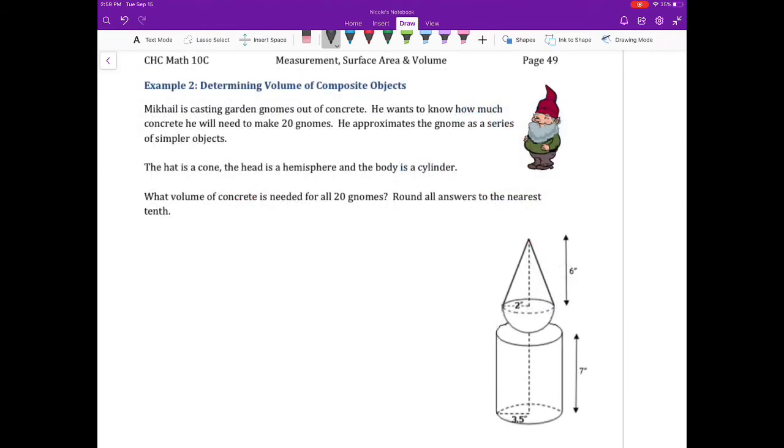For Math 10C, page 49, example 2, when I'm doing the volume of composite objects, I don't have the same worries as surface area because it's not like there's a side that I'm not painting. Instead, I'm making these gnomes out of concrete. So in terms of filling, it doesn't matter which side is covered up by another shape. So simply, I am going to take this cone, this half of a sphere, so I'll have a calculation to do where I need to divide my sphere formula by 2, and this cylinder, and simply combine these volumes.